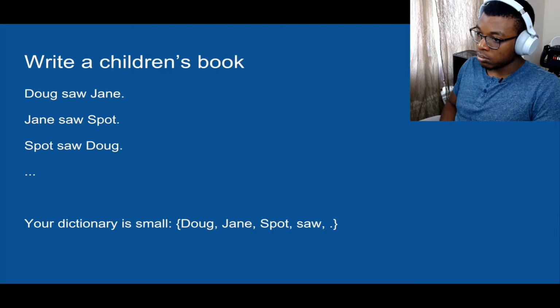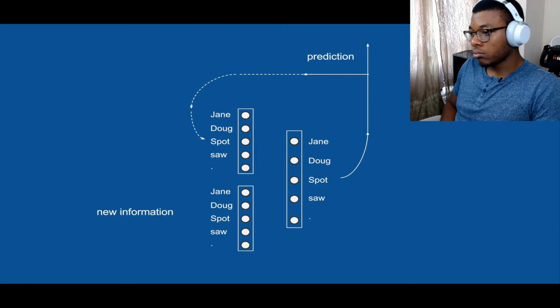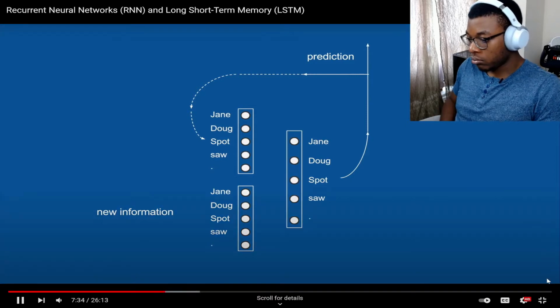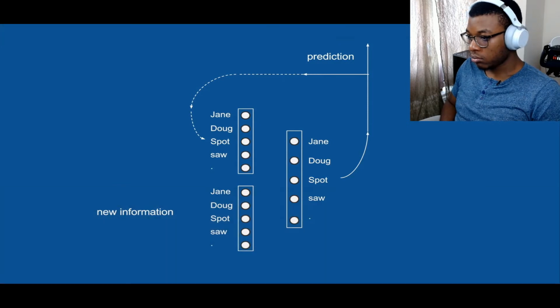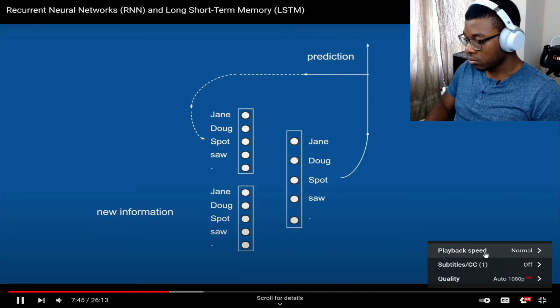So our dictionary is small, just the words Doug, Jane, Spot, saw, and a period. And the task of the neural network is to put these together in the right order to make a good children's book. So to do this, we replace our food vectors with our dictionary vectors. Here again, it's just a list of numbers representing each of the words. So for instance, if Doug was the most recent word that I saw, my new information vector would be all zeros except for a 1 in the Doug position. And we similarly can represent our predictions and our predictions from yesterday.